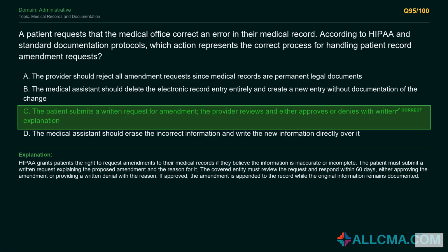The correct answer is C. HIPAA grants patients the right to request amendments to their medical records if they believe the information is inaccurate or incomplete. The patient must submit a written request explaining the proposed amendment and the reason for it. The covered entity must review the request and respond within 60 days, either approving the amendment or providing a written denial with the reason. If approved, the amendment is appended to the record while the original information remains documented.